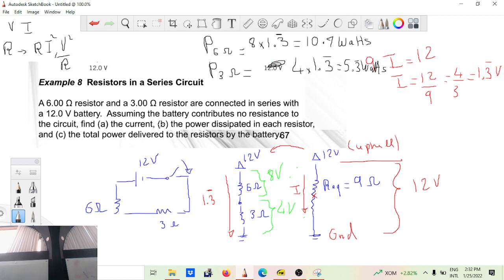And if you find the total power delivered by the battery, it's going to add them up, right? That's going to be 12 volt times 1.3 amps. So that's going to be the power delivered by the battery, which is equal to the sum of the power consumed. That's what Lavoisier said. Everything is recycled.